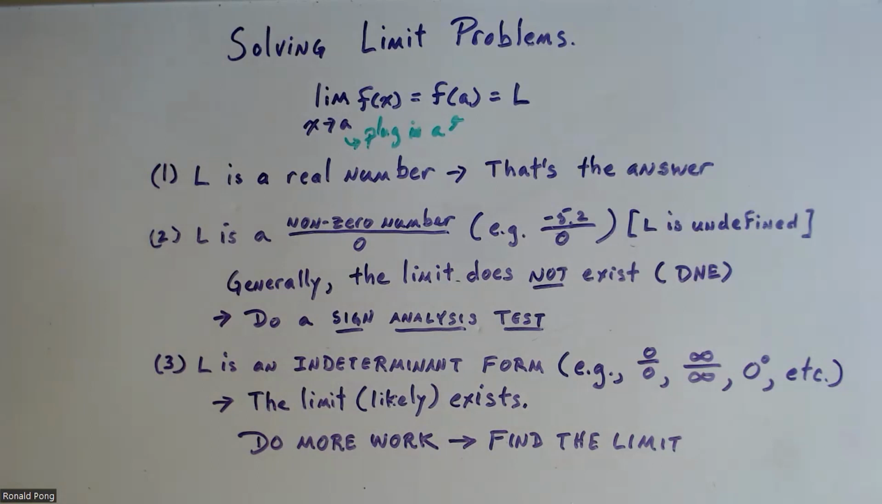The third possibility is that we get what is known as an indeterminate form for L. For example, 0 divided by 0, infinity divided by infinity, and there are other indeterminate forms that we'll be examining throughout our calculus studies. If we get an indeterminate form, at least for first year calculus, this is an indication that this limit exists and that what we have to do is more work to actually find that limit.